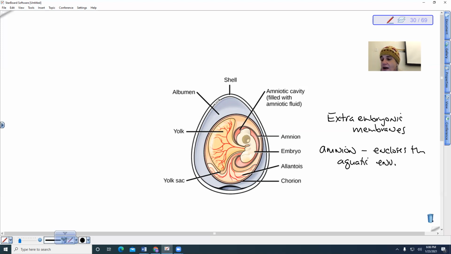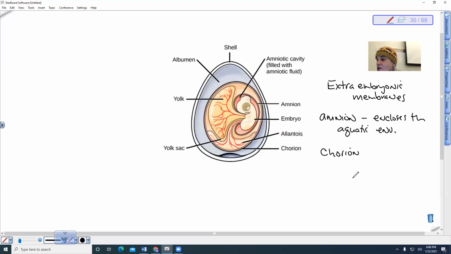So we also have a structure called the chorion. And in this particular instance, if we're talking about reptiles or birds, which are also reptiles, the chorion is used in gas exchange. So the egg breathes, right? It has little pores in it, and oxygen comes in and CO2 comes out. So the chorion is right around here. Then we have the yolk, and the yolk provides nutrition.